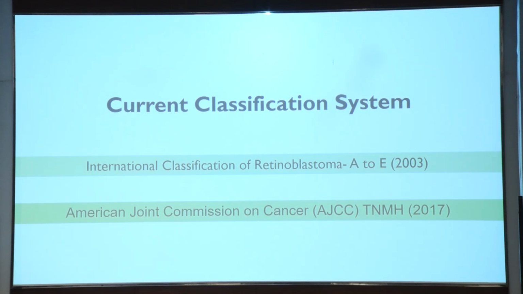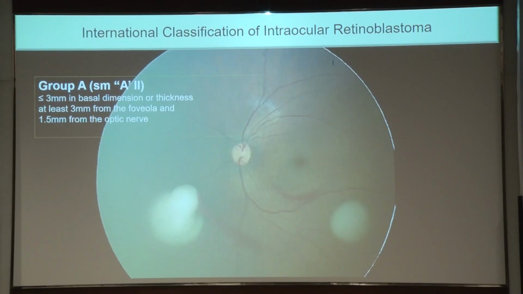classification, TNMH, mind it. Retinoblastoma is the only malignancy in the body which has given an H to the TNM. Usually we have heard about TNM, but retinoblastoma being a genetic disorder, it also has an H. So students, remember, whenever you talk to your examiner, when they talk about TNM classification, add an H in retinoblastoma.